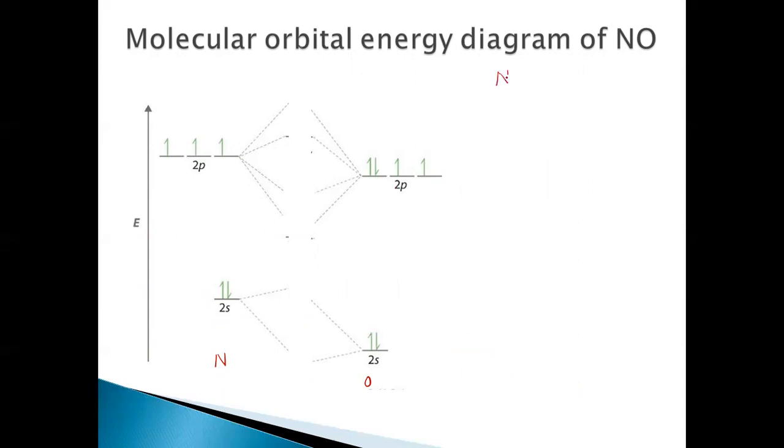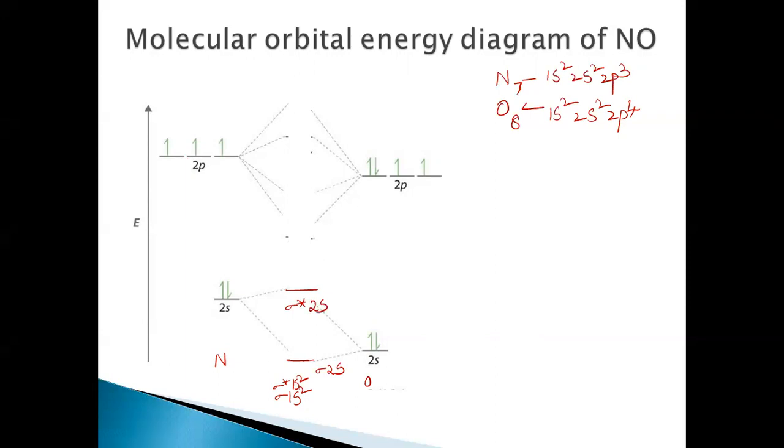So I have not shown the 1s2, 2s2 and 2p3, since the atomic number is 7 for nitrogen. For oxygen, the atomic number is 8, so 1s2, 2s2 and 2p4 here. So 1s2, 2s2 results in the formation of sigma 1s2 and sigma star 1s2, and these 2s orbitals result in the formation of sigma 2s, that is the bonding molecular orbital, and sigma star 2s, the anti-bonding molecular orbital.